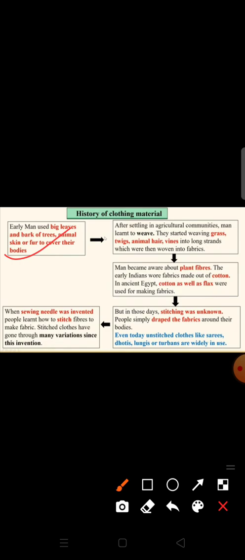Okay, they also wore the animal skin and wrapped fur around their bodies to keep themselves warm during the winter season. And when it rained or when the weather became cold, they wore animal skin and wrapped fur around their bodies to keep themselves warm.